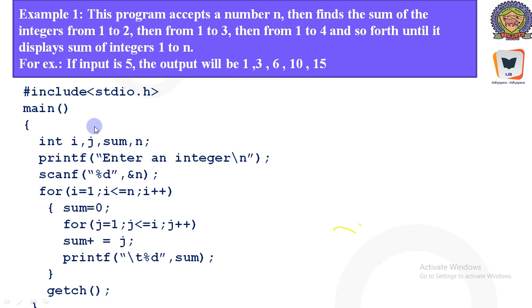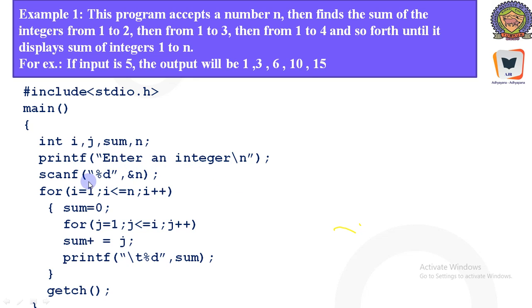Integer, these are all the variables that are set forth. Integer i and j exclusively for running the for loop as loop indices. Sum is the term value, and n is the number of terms that is given by the user.